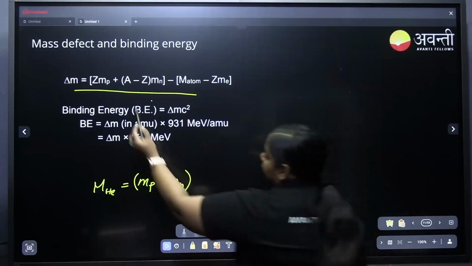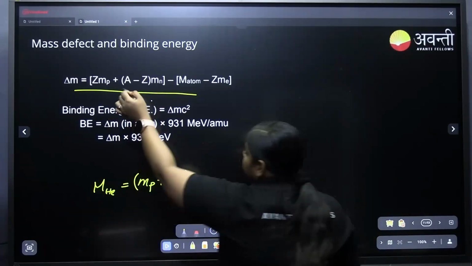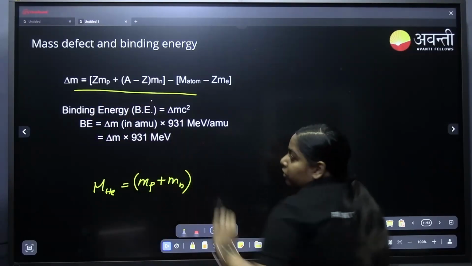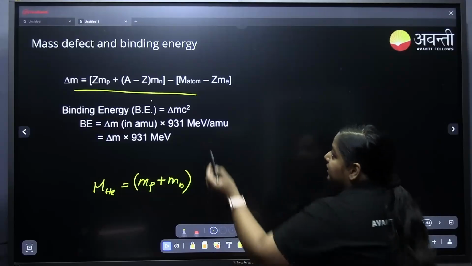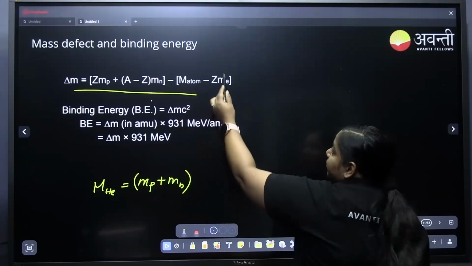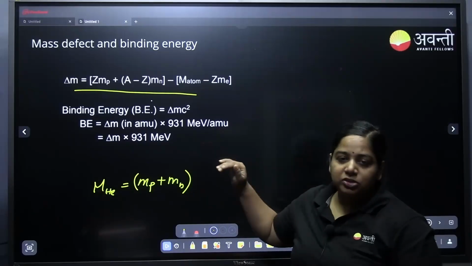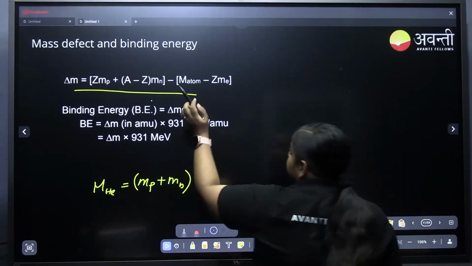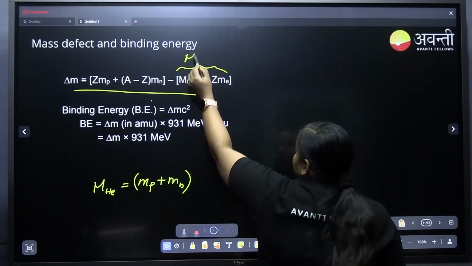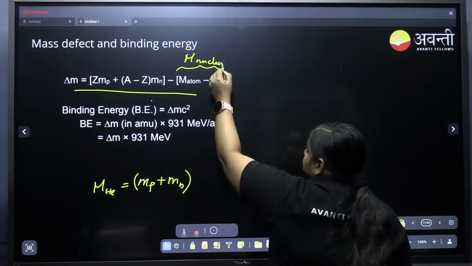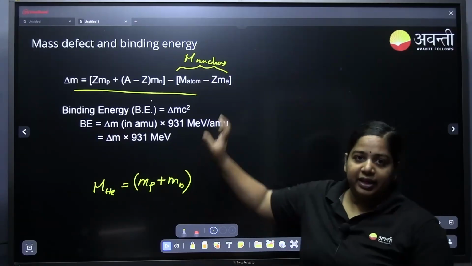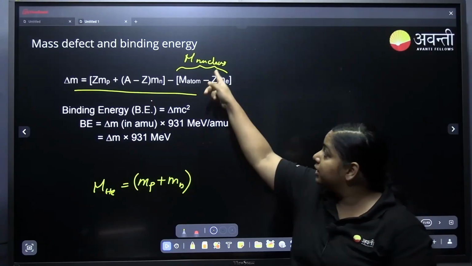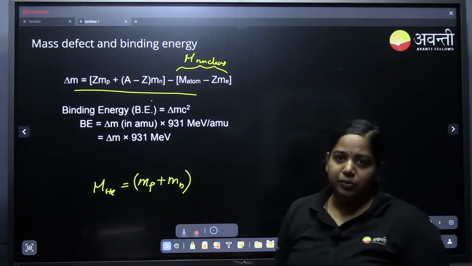Lost mass, how are we finding it? So this is the actual value, Z mp, total number of protons plus total number of neutrons into mass of them, minus we are calculating mass of atom. So we have to subtract the mass of electrons from it. If they are directly giving mass of nucleus, instead of this you can simply write mass of nucleus. Either if they are giving mass of atom, you have to write in this way. If they are giving mass of nucleus in the question, the whole term you can replace with m nucleus.